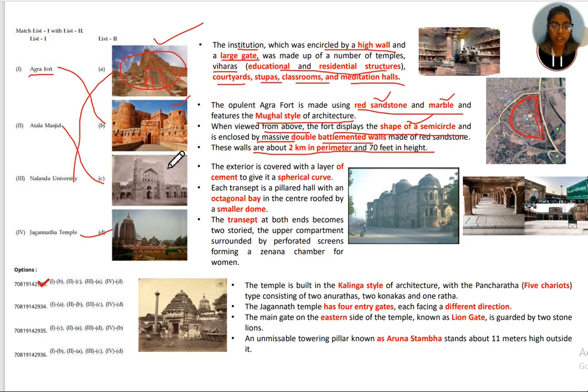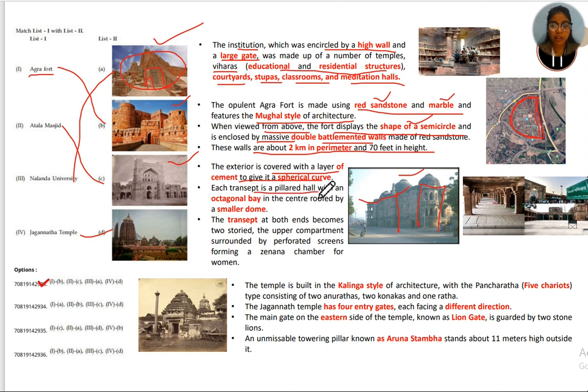Next one you have your Atala Masjid. The exterior is covered with a layer of cement to give it a spherical curve. So this is the Atala Masjid and these are your outer elevations. What is written is that it is covered with a layer of cement to give it a spherical curve, as you can see, these curvy structures.